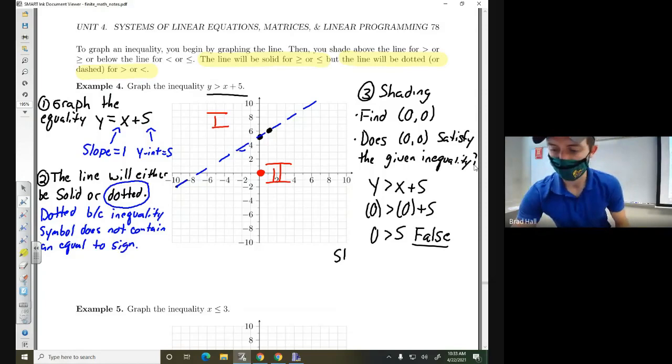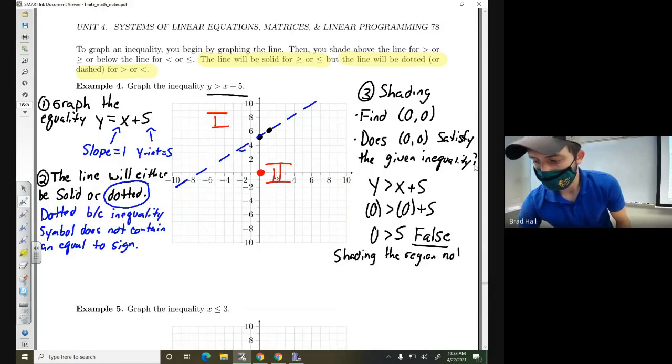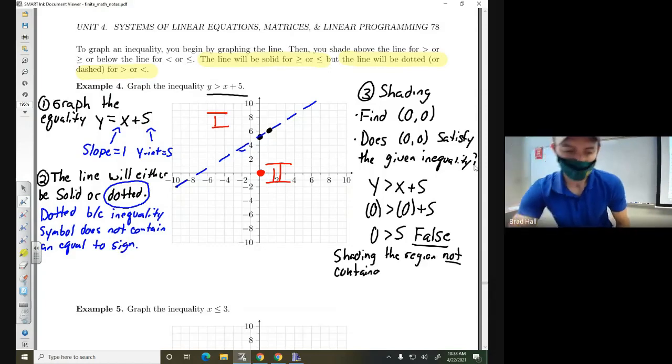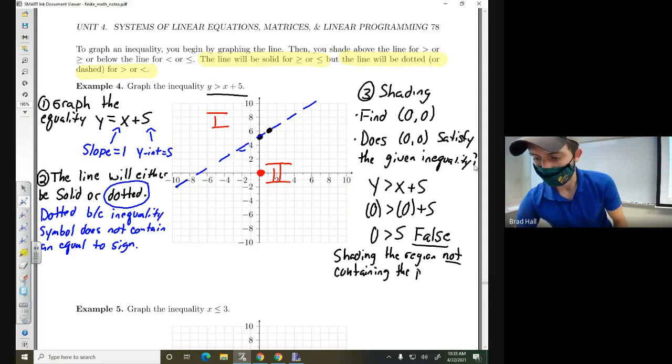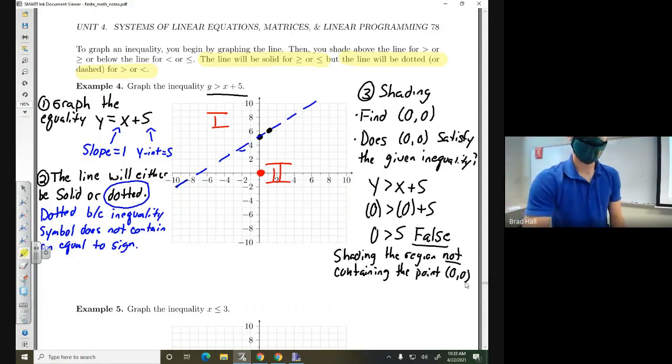So we will be shading the region not containing the point 0, 0. So which region is that? Well, this is the region not containing the point 0, 0. We shade that whole region.